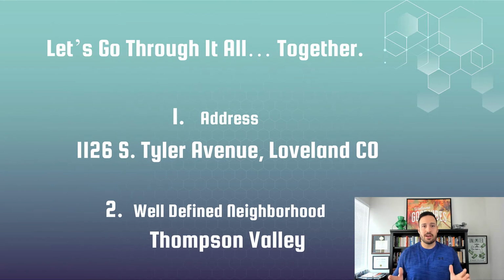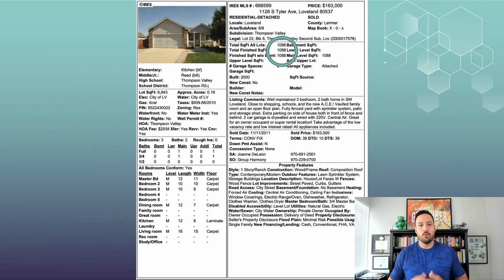Now, before we jump into the program, let's just talk about the property. Okay, step one is to know the property. In this case, we're going to use the example property of 1126 South Tyler Avenue, which is located in Loveland, Colorado. It is in a well-defined neighborhood, which means we're going to use a standard search, which is a different video. We have the standard search in tutorials, and we have the advanced searching in episode 2 of Pricing Mastery. But in this case, we're going to use that standard search for a well-defined neighborhood, which in this case is Thompson Valley.